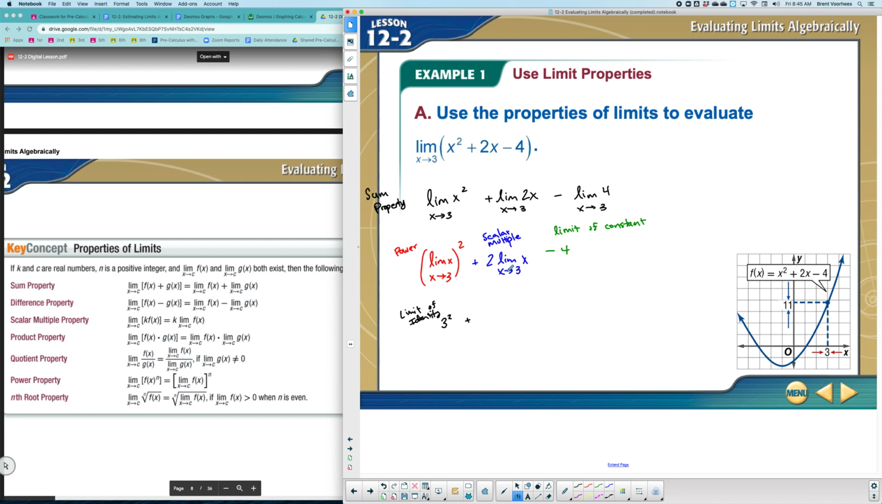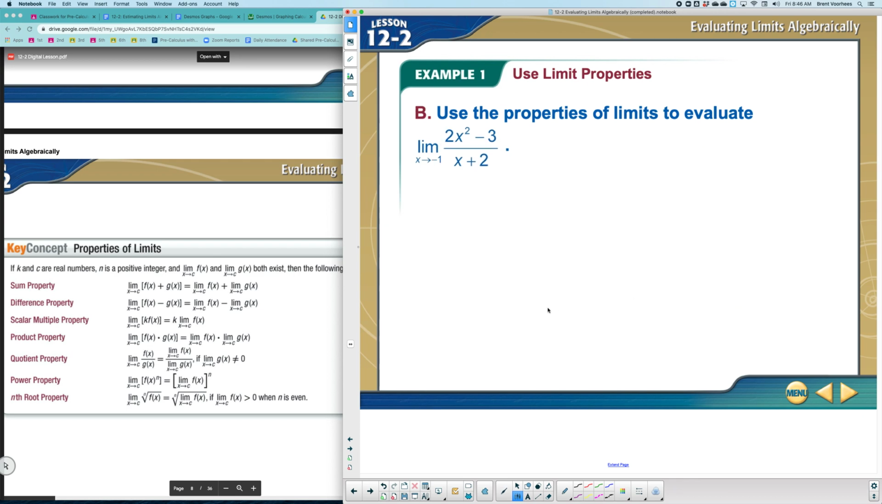Plus here, again, this is the identity function. So it'll be 2 times 3 here, minus 4. Those are both limits of identity functions. So now I can just simplify the math. 3 squared is 9, plus 6, that's 15, minus 4 equals 11. And that is my limit right there. My limit as x approaches 3 of x squared plus 2x minus 4 would then equal 11. Using those properties, you saw it graphically, and now doing algebra.